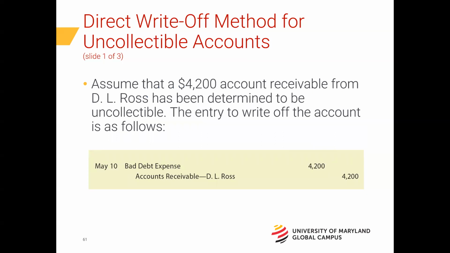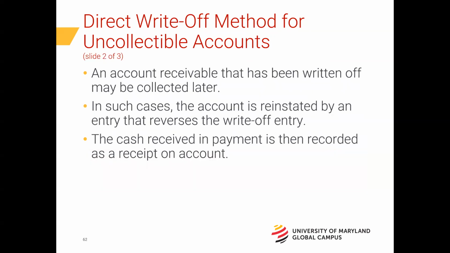This first one's the direct write-off method, the easiest one. Our customer, DL Ross, he ain't going to pay us. So what do we do? We debit bad debt expense and we credit DL Ross's accounts receivable. What that does is it increases bad debt expense and decreases the receivable. Okay, great. There's a chance he might pay us later, but we haven't been able to find him. So we do the direct write-off method.